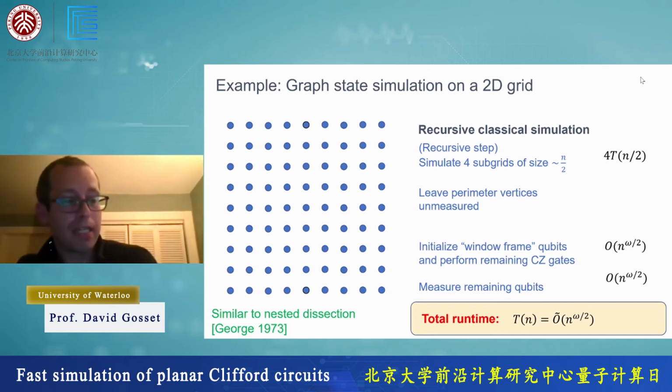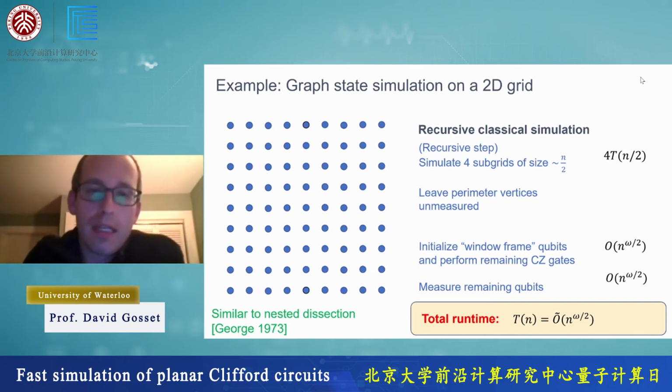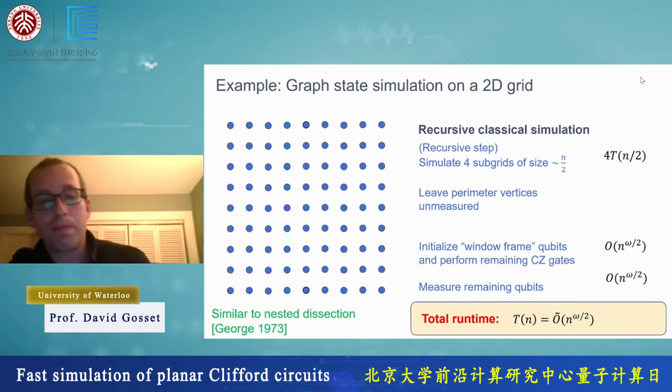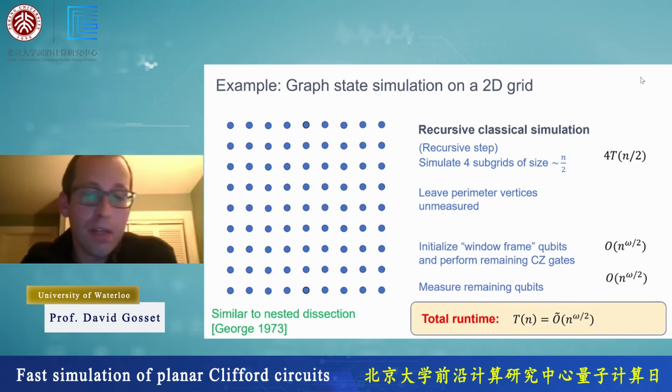And so in the practical regime where omega is 3, this improves upon the naive algorithm, which has a runtime of n cubed, as well as the sweeping algorithm, which has a runtime of n squared. And so this would have n to the 3 over 2 runtime. And this is similar to this nested dissection technique of George for solving linear equations on a 2D grid, but it seems to also have some important differences.